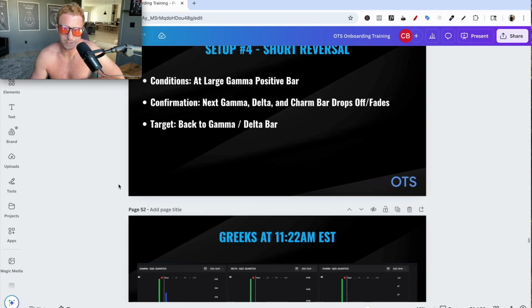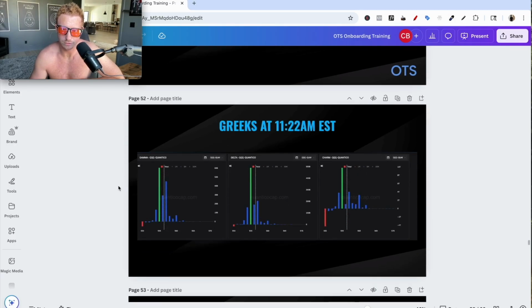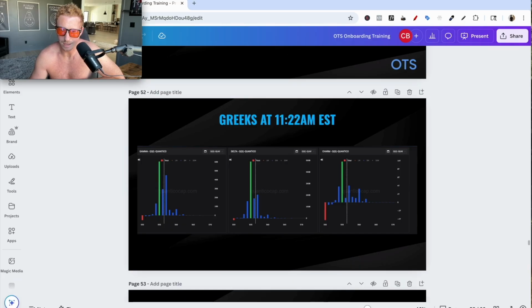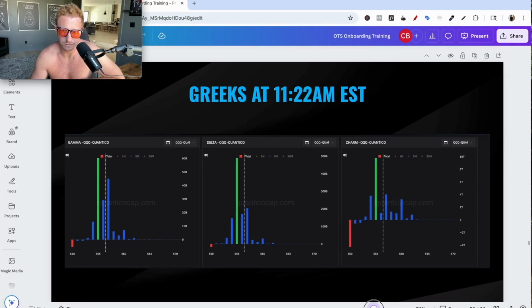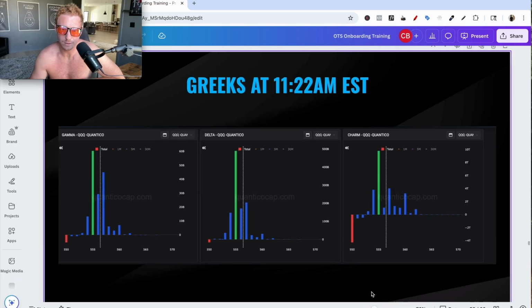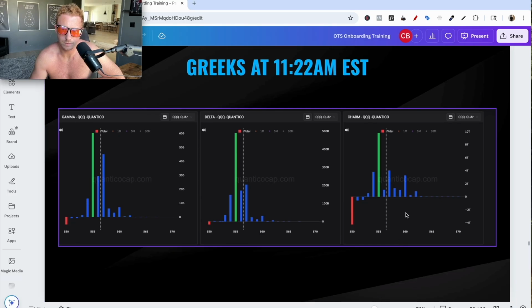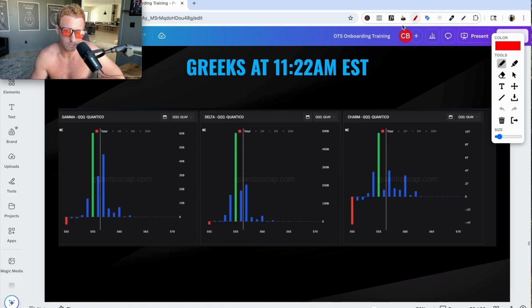So this is what the Greeks look like at 11:22 a.m. Eastern time. And what we can see, we can just zoom in here, right? We want to see a large Gamma bar, okay? And we weren't quite there yet, but we want to wait till we get here. And this bar should be 557, right? This is 555, 556, 557. And as you can see, there's a huge drop off, right?